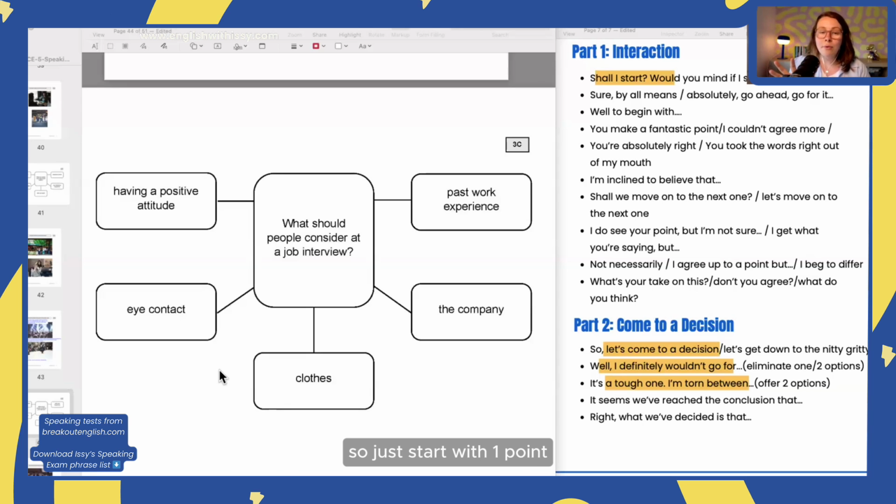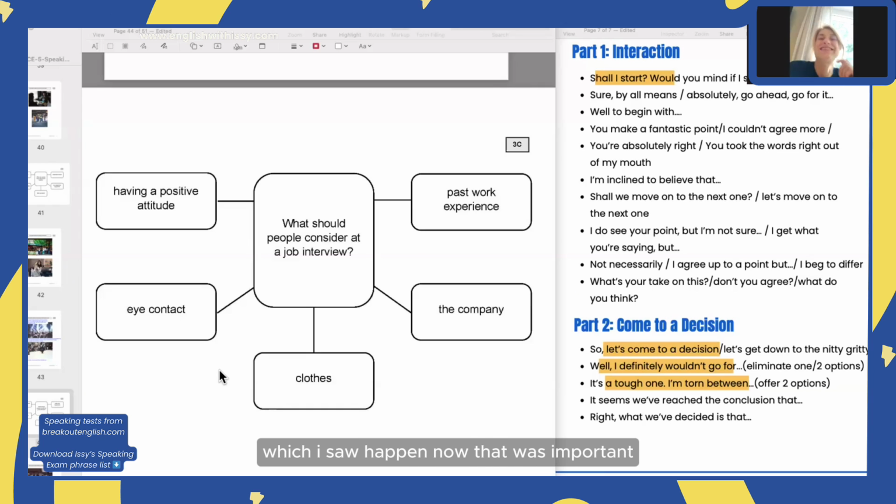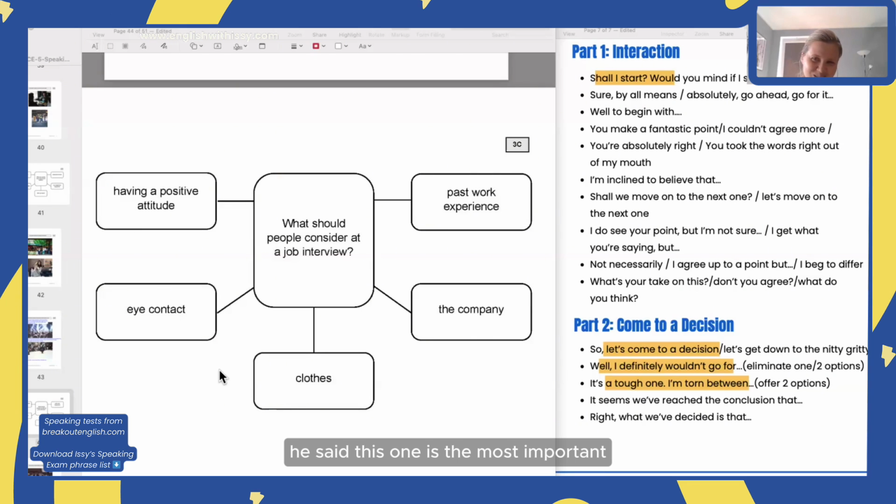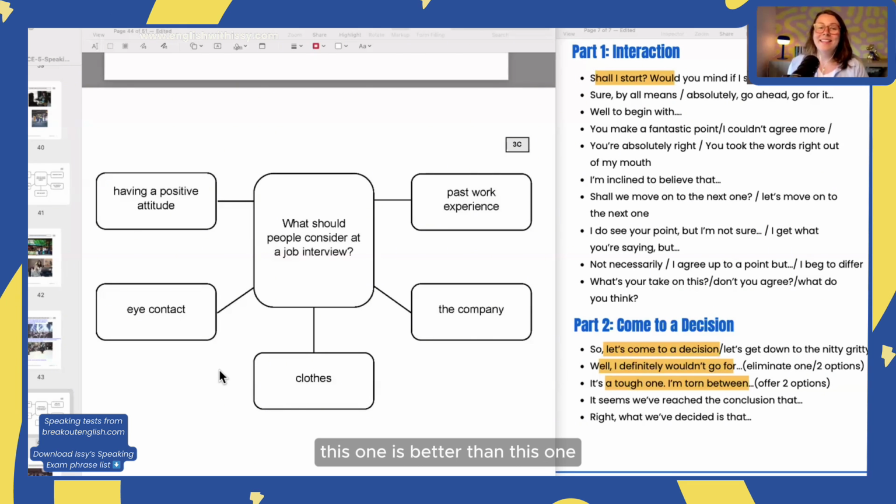So just start with one point, give an opinion, and explain it a little bit more. There's one other thing that I told you guys about a couple of minutes ago, which I saw happen now. The word important, and they repeated it again and again. You said this one is the most important, this one is better than this one. And remember, we can't do that because we're going to do that already in the negotiation.